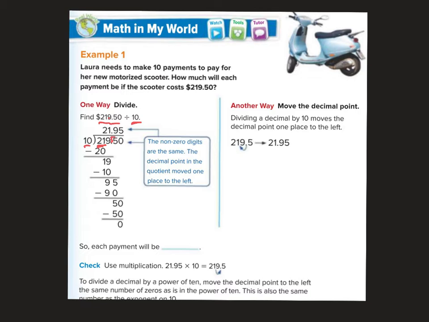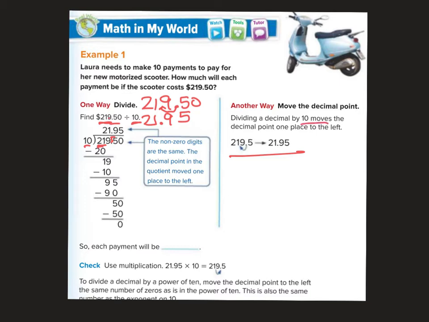Divide it out. But another way is really all we did is we went from our original number of $219.50, and when I divided it by 10, I got $21.95. So notice what happened to our decimal. It went from being here to here. It just moved back one spot when I divided it by 10. So that's what it's telling us here.